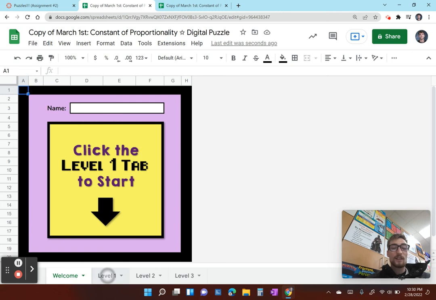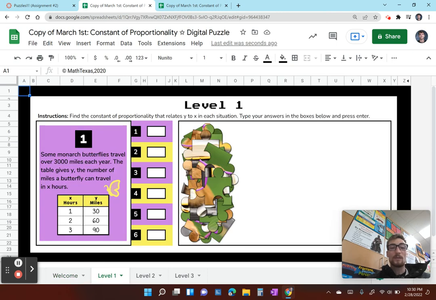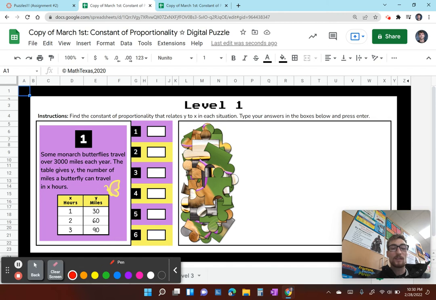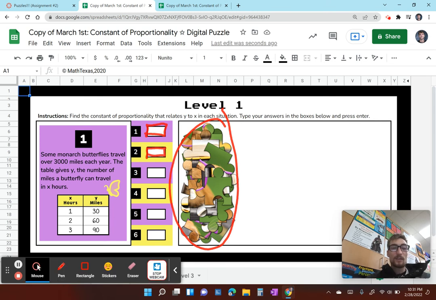So, I'm going to click on level 1, and it gives me a bunch of jumbled up pieces. And I don't need to click and drag these. I'm going to instead enter values into these boxes here, and it's going to sort out the puzzle pieces and put them in the correct spots for me. So let's go ahead and read through the instructions. It says find the constant of proportionality. Okay, let's start with that.